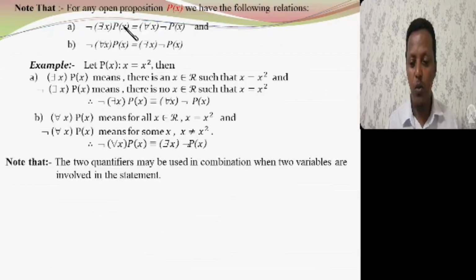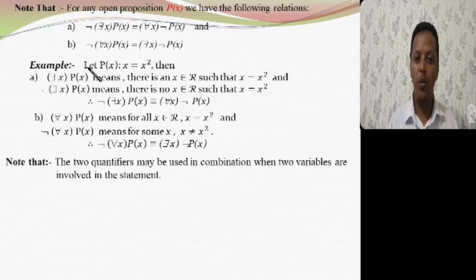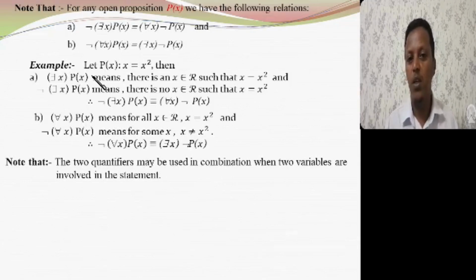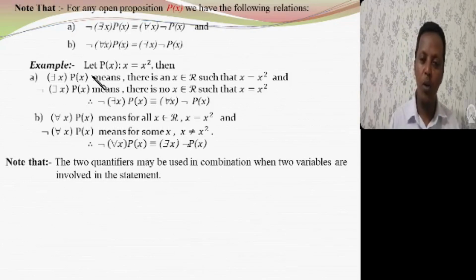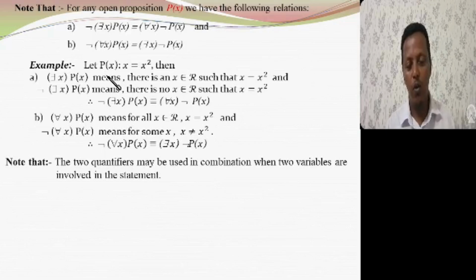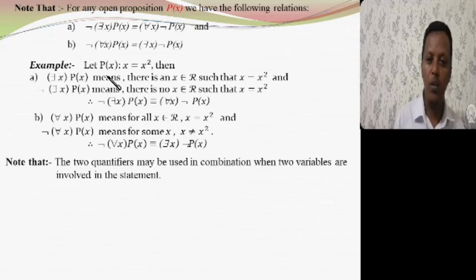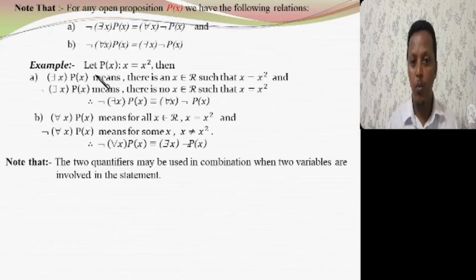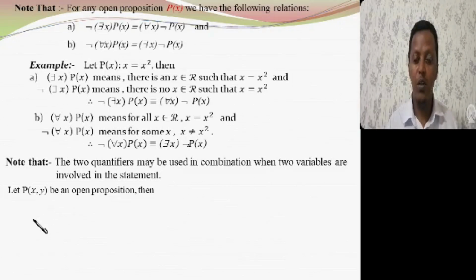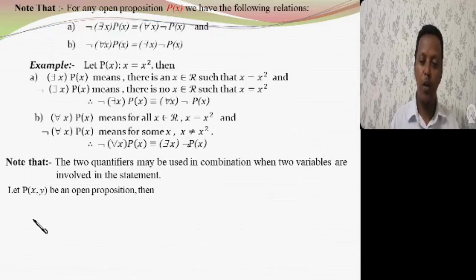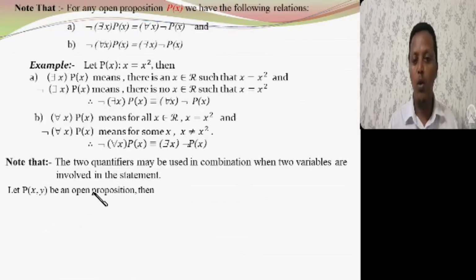Now, so far we were considering open statements containing only what? One variable. Now to convert an open statement containing one variable into a statement, we use existential or what? Universal quantifier at a time. In case the open statement contains two variables, to convert an open statement containing two variables into a statement, we are going to use both at the same time.